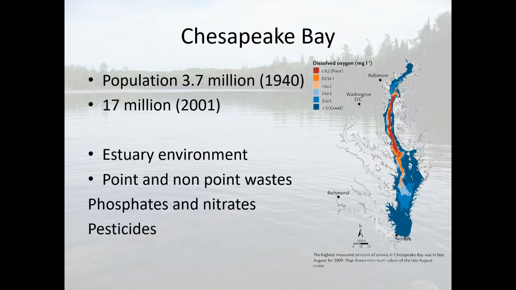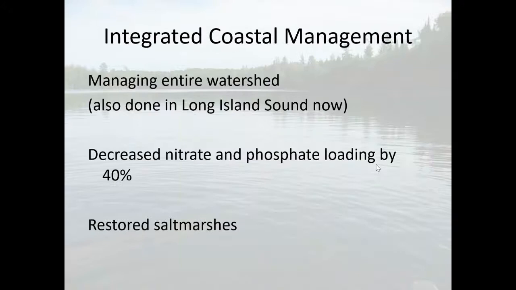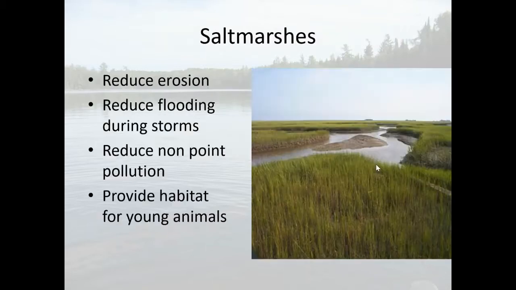Oysters are now growing again in Chesapeake Bay. And that solution is called integrated coastal management. And it's managing the entire watershed. And I'll show you what happened in Long Island Sound next. One of their main goals was to decrease nutrient loads by 40%. But they also wanted to restore these things called salt marshes.